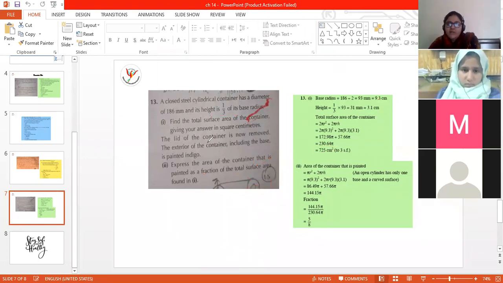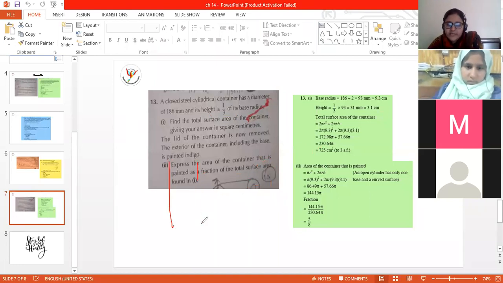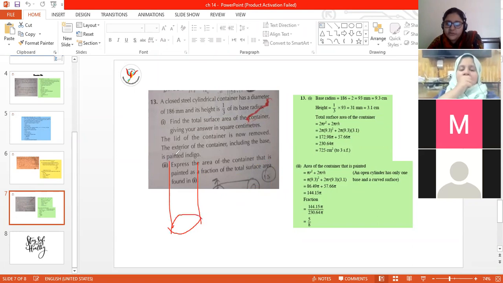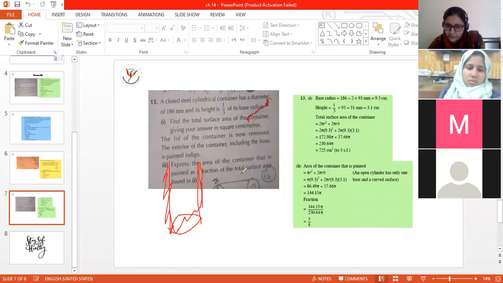Now, the lid of the container is removed. If this was the steel cylinder, now he is saying that the lid was removed. Its one area is missing. The exterior of the container, including the base, is painted in indigo. This side and this side are painted with the paint indigo. Express the area of the container that is painted as a fraction of the total surface area found in part one.